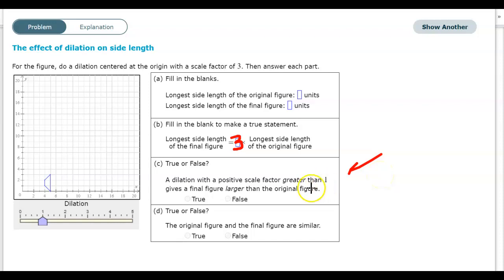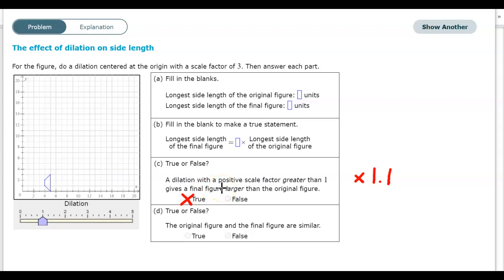All right, looking at the next one down here, you guys, true or false, a dilation with a positive scale factor greater than 1 gives a final figure larger than the original figure. So think about that for a second, you guys. If you multiplied your age by 1, it's not going to change. It doesn't make it any larger. But let's say we multiply your age by a number that's greater than 1, so maybe 2, or maybe even just 1.1. It's going to get larger, right? So we could say that this is true.